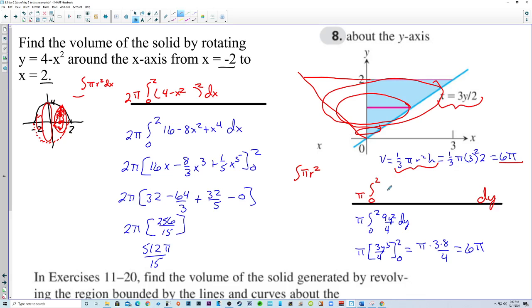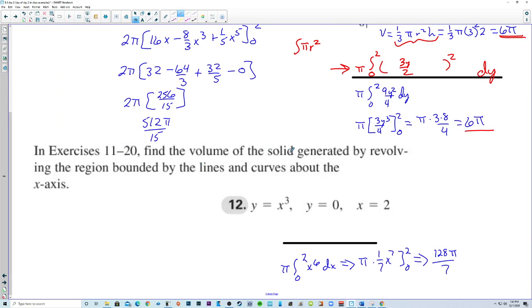integrate from 0 to 2, and now the radius is from the x-axis to the line, which means we need it to say x equals. So that's going to be 3y over 2 squared. And of course, that's going to be 9y squared over 4. We do the integration, plug in the values, and notice we get the exact same answer, except for this, we used calculus to solve that.